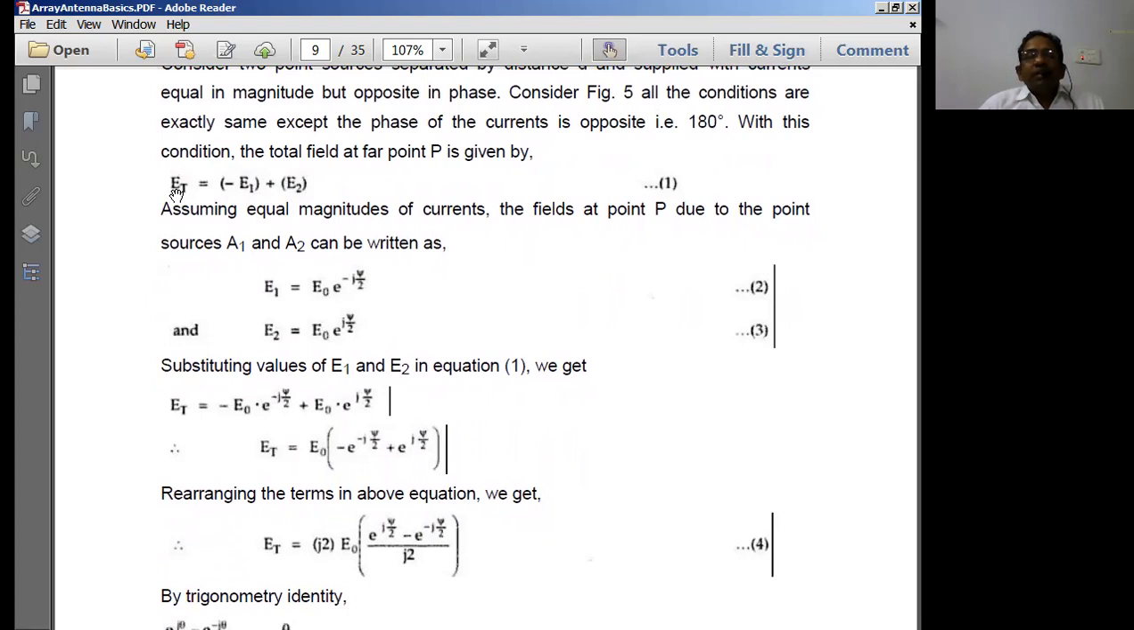Now with this condition, what can we have? The total electric field is equal to, as we have written in the previous case, when currents are equal in magnitude and phase, E1 plus E2. Now they are in opposite phase. Since they are in opposite phase, one of the electric fields we will consider as minus to indicate that E1 and E2 are in opposite phase. It is the same as the output of a CE amplifier. We have discussed the CE amplifier in the previous semester. So a CE amplifier is going to provide us a 180 degrees phase shift.